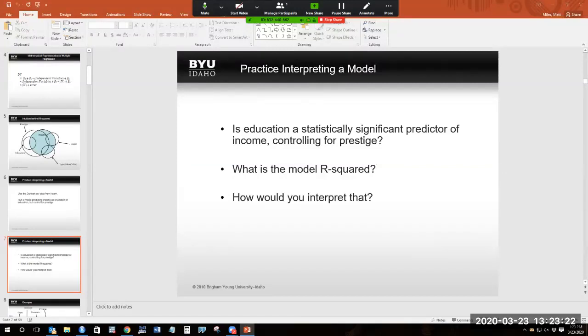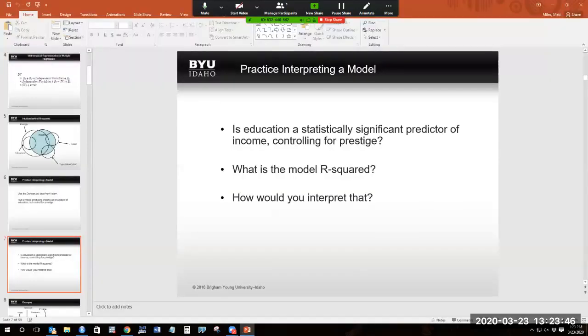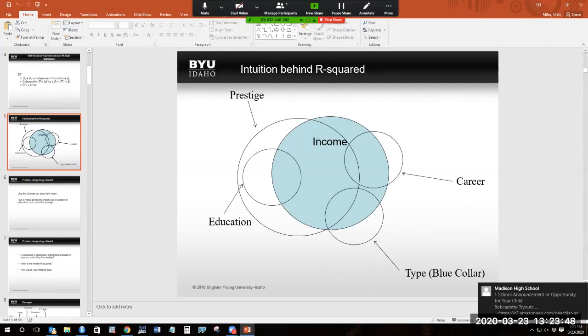What's the model R squared? Here's the multiple R squared, and here's the adjusted. You could use either one, but we'll just go with this one, 70%. So of all the variation in income, this model with these two variables predicts 70% of the variation. Of course, this one's not statistically significant. So pretty much, it's a lot like this picture that I drew here. Most of the variation in income is explained by prestige.